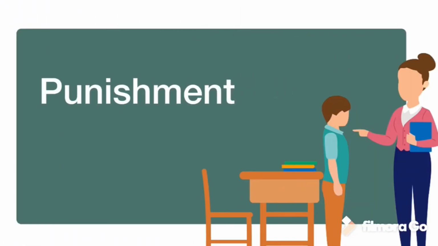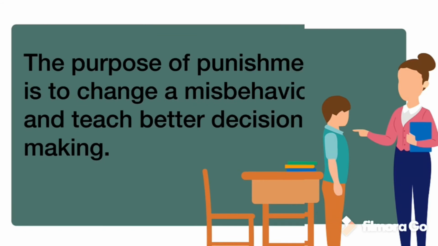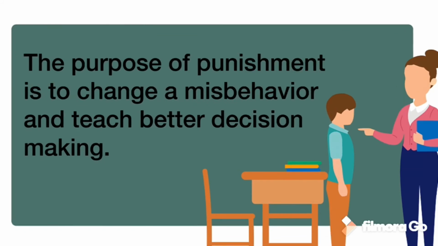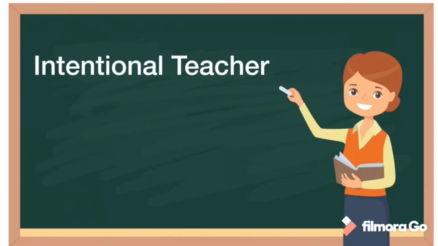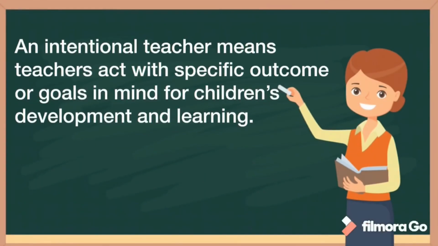Next is punishment. The purpose of punishment is to change a misbehavior and teach better decision making. Intentional teacher. An intentional teacher means teacher acts with specific outcome or goal in mind for children's development and learning.